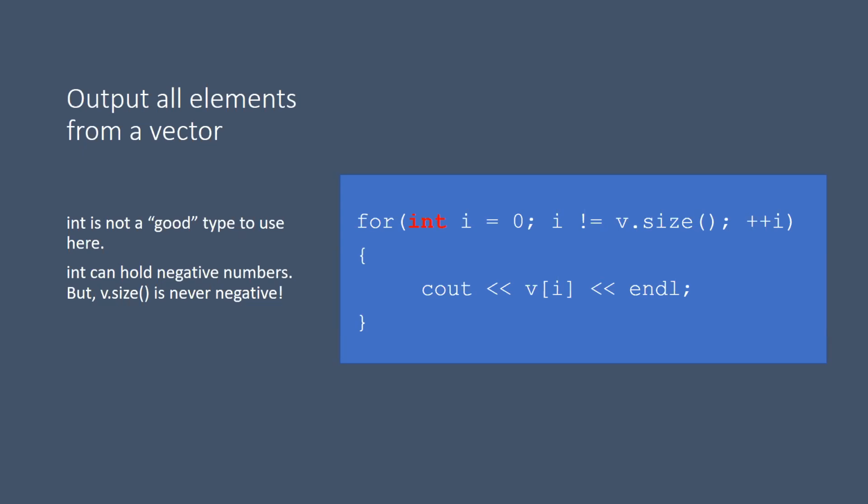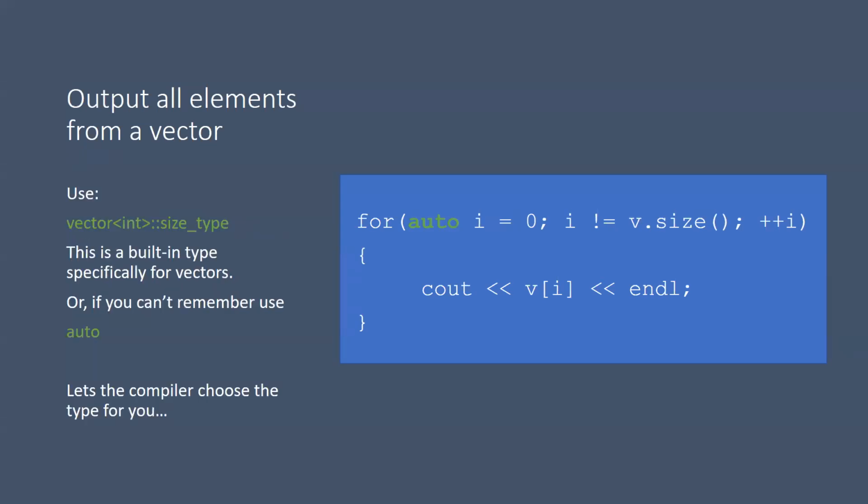It can either be 0 or more. Okay, so that means that int is not the best type to use in this case. Some people might say, well, why not unsigned int? Well, it's actually a built-in type called vector int size type, right? This is the actual type that is built specifically for vectors.